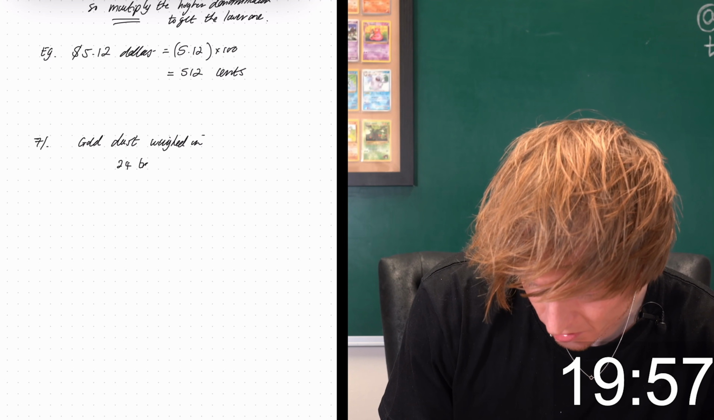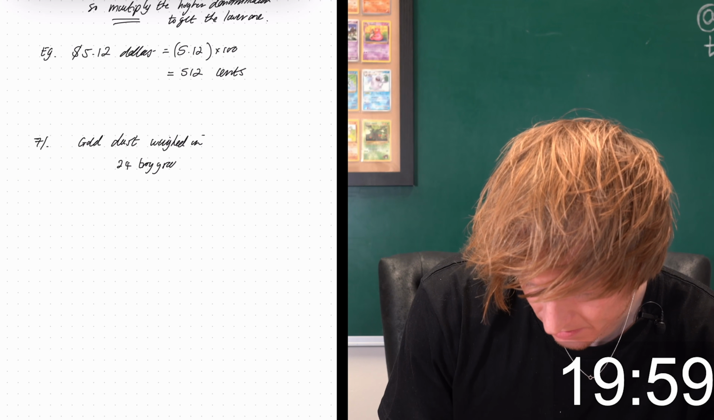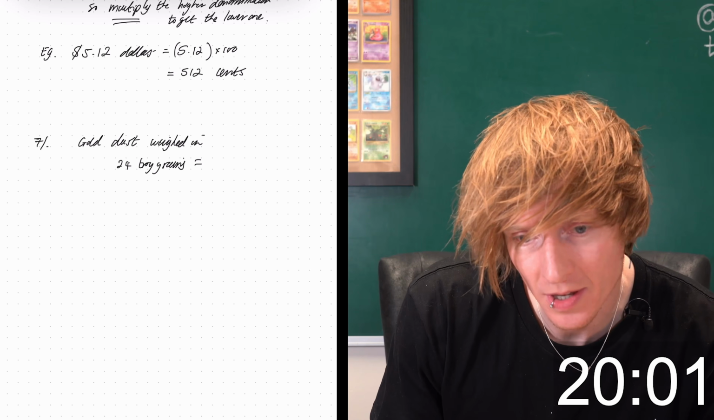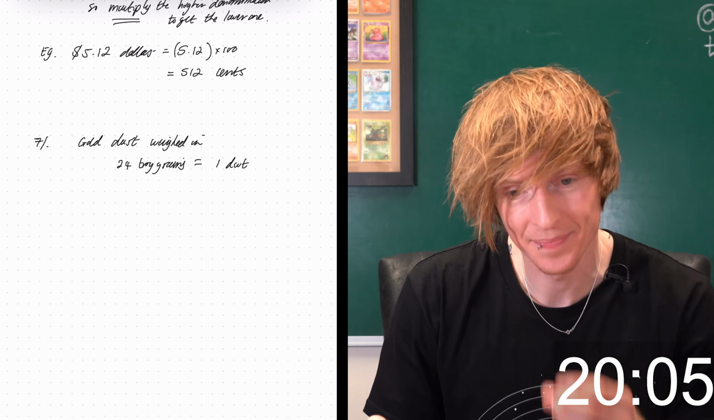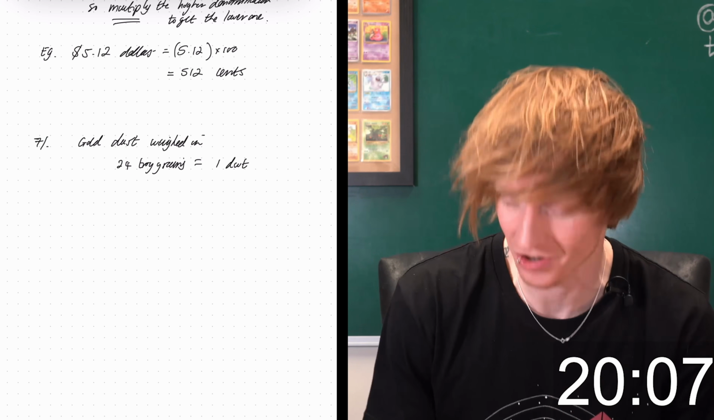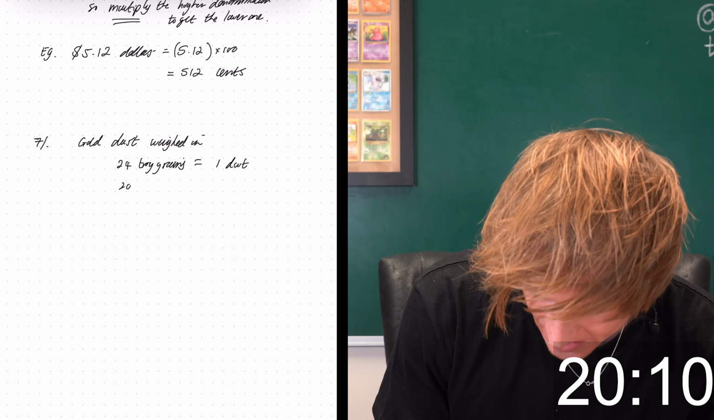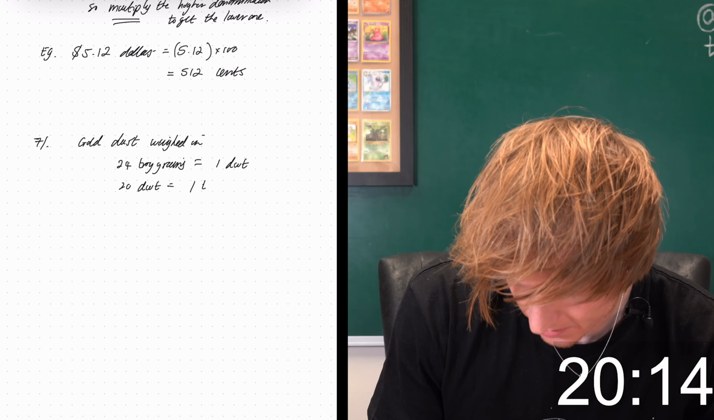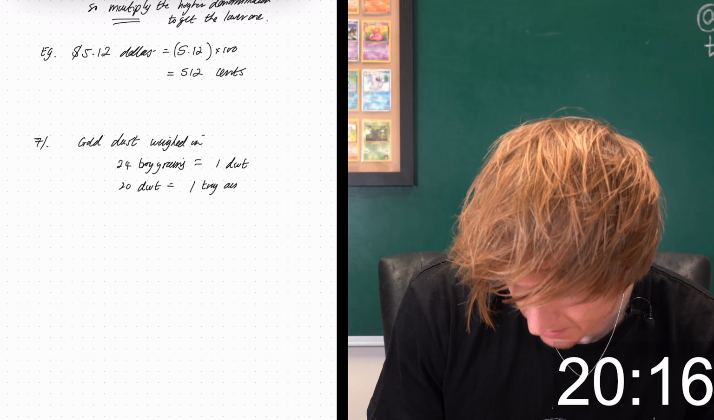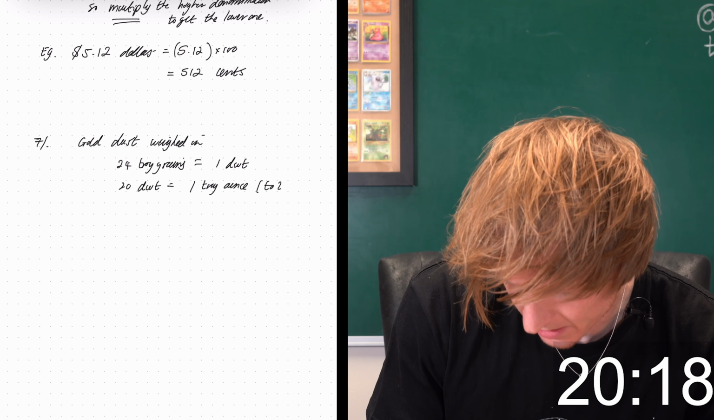24 troy grains equals 1 pennyweight. It is written DWT. And then 20 pennyweights is a troy ounce. So 20 DWT is 1 troy ounce, which is written TOZ. All right, well, that's how you weigh gold, in troy ounces, I guessed.